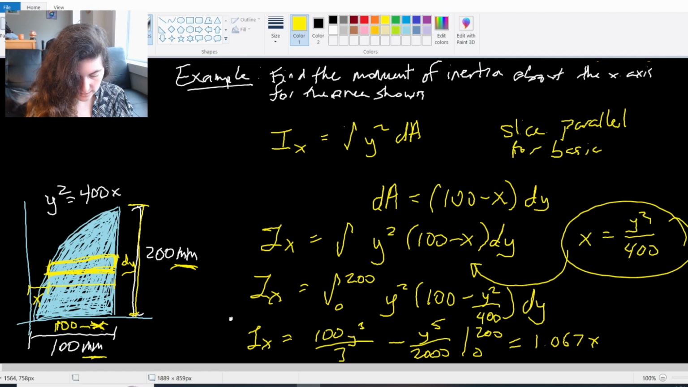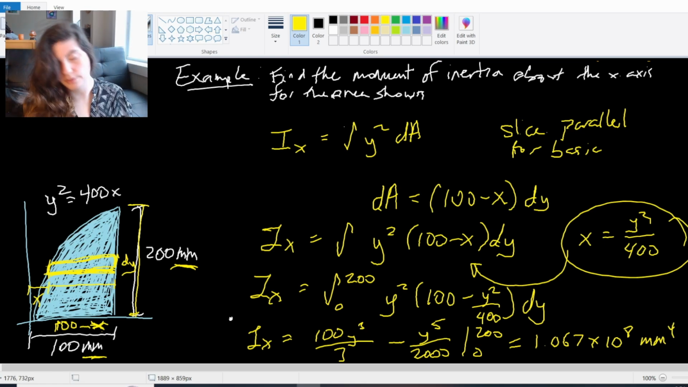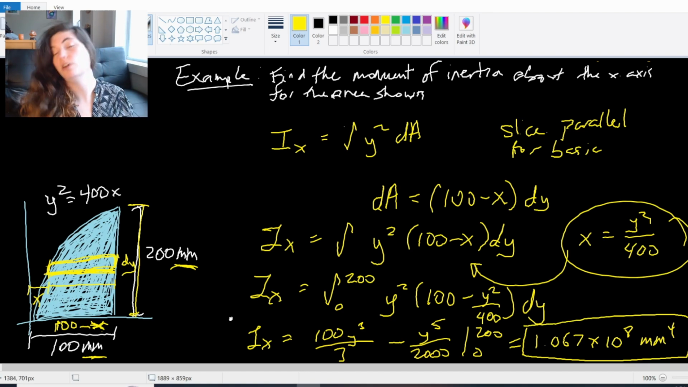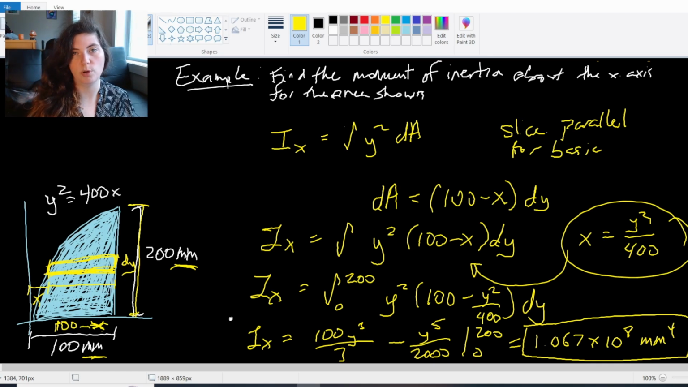1.067 times 10 to the 8th millimeters to the 4th. You can write out the full thing. You can write it in the shorthand scientific notation like I have here, whatever makes the most sense to you. But a lot of times these millimeters to the 4th power are going to give you huge numbers for moment of inertia.